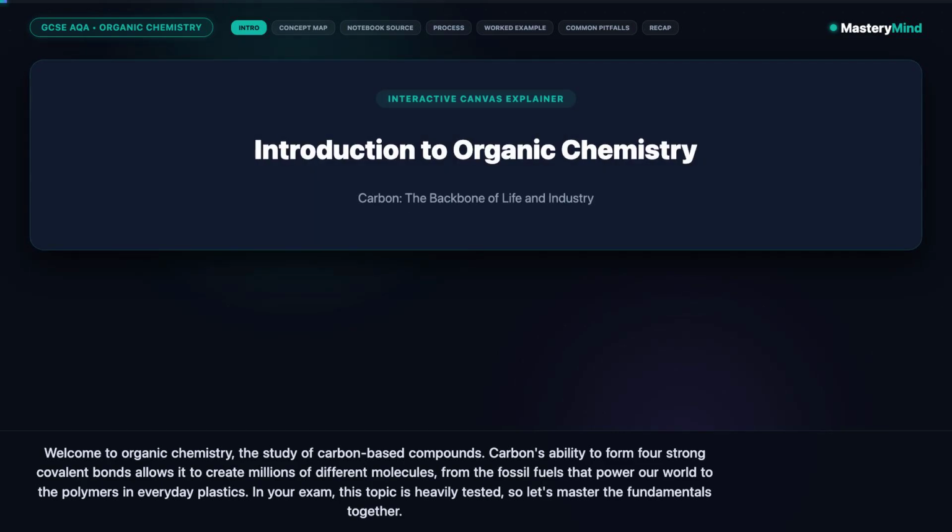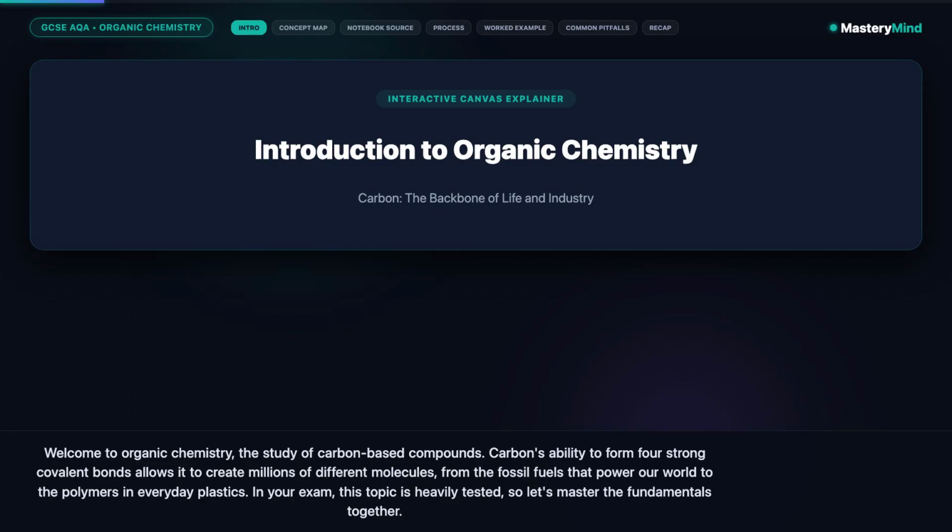Welcome to Organic Chemistry, the study of carbon-based compounds. Carbon's ability to form strong covalent bonds allows it to create millions of different molecules, from the fossil fuels that power our world to the polymers in everyday plastics. In your exam, this topic is heavily tested, so let's master the fundamentals together.